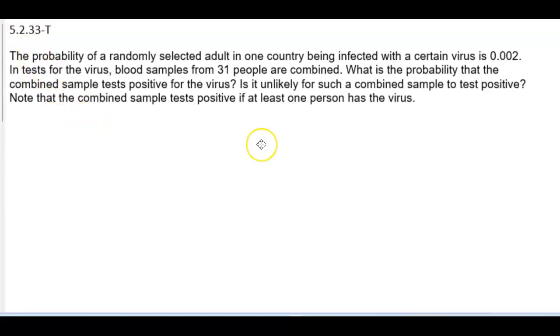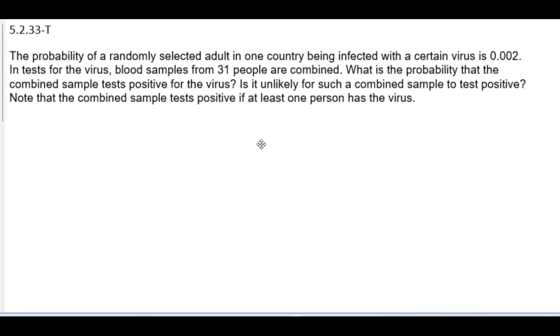The probability of a randomly selected adult in one country being infected with a certain virus is 0.002. In tests for the virus, blood samples from 31 people are combined. What is the probability that the combined sample tests positive for the virus?